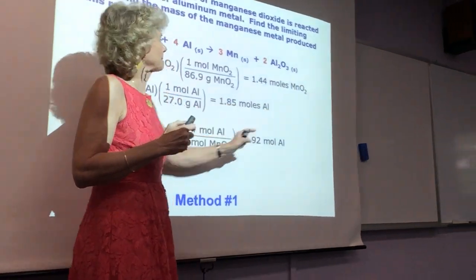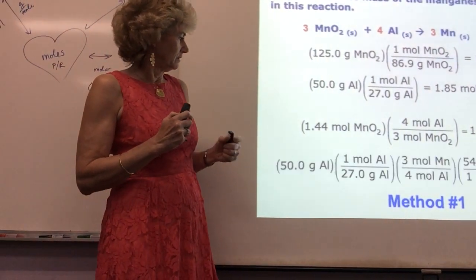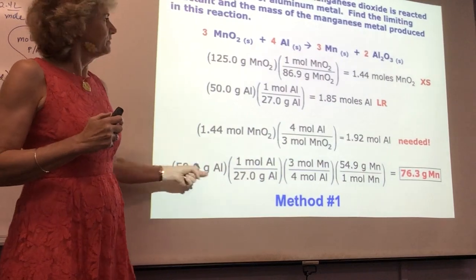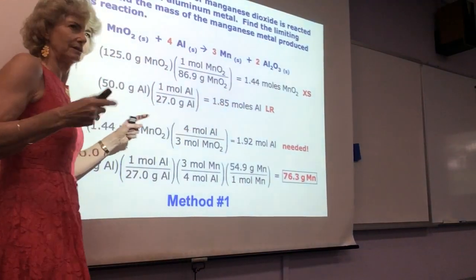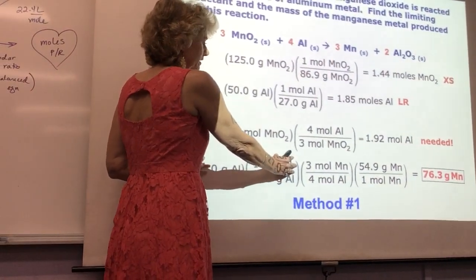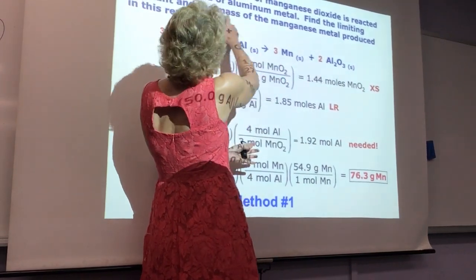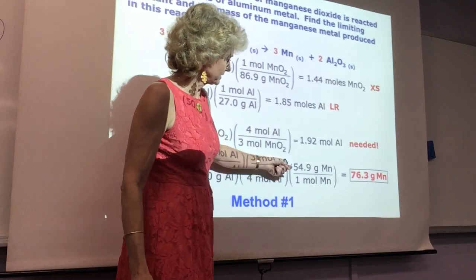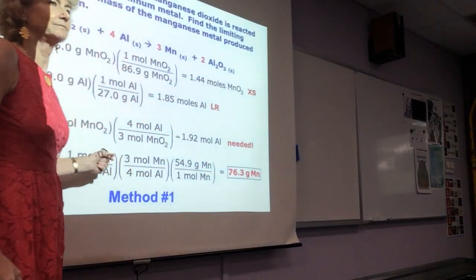Aluminum. So start with aluminum. Now, do you have to rewrite all of this? No. If you've already written this down, just start with it. It just saves you a little more time. Put 1.85 moles of aluminum right here, and then moles of aluminum comparing to moles of product, which is the manganese metal. It's 4 to 3, atomic mass of manganese. 76.3 grams of manganese.